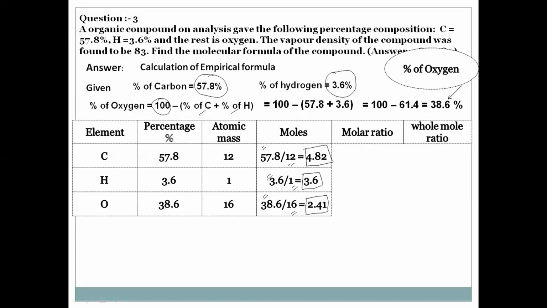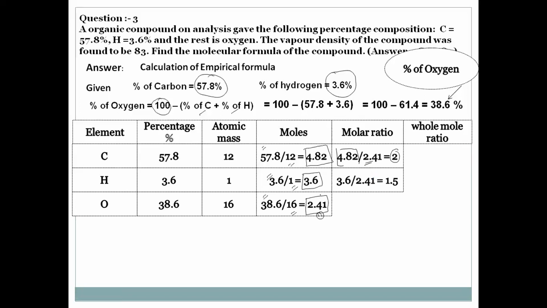Now we will proceed to the next step, that is molar ratio. When we have to calculate the molar ratio, we divide all the moles by the least number of moles. 2.41 is the least value in these moles values. So when we calculate the molar ratio, 4.82, that is the moles of carbon, divided by the least value of moles, that is 2.41, the answer comes to be 2.